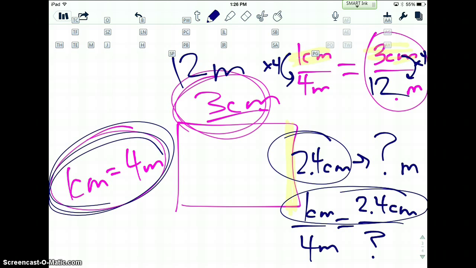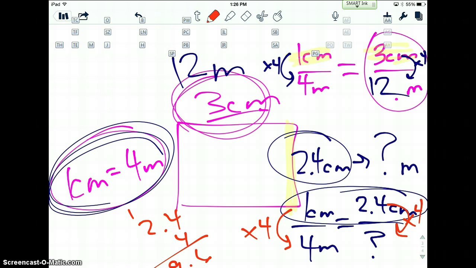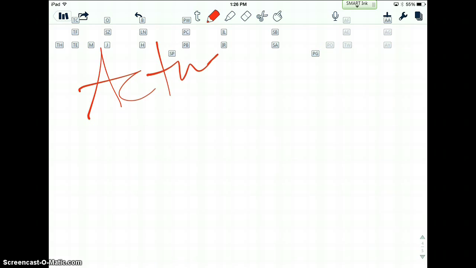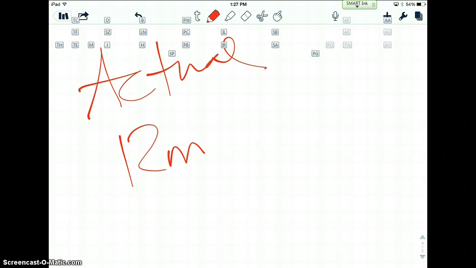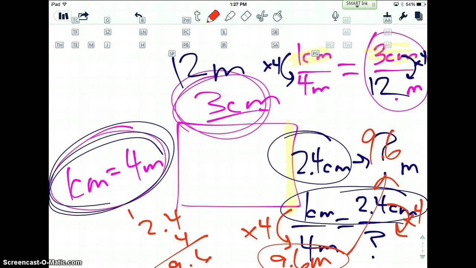So I could get either relationship I want. If I don't want to multiply by a decimal, then maybe I go this way. 1 times 4 is 4, so I'm going to take 2.4 and multiply it by what? 4. So 2.4 times 4 gives me 9.6 meters for this part. So I figured out the actual dimensions of the gym floor. Actual dimensions were 12 meters by, just had it, 9.6 meters.